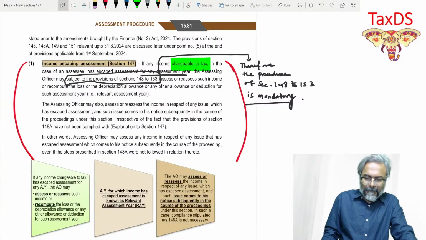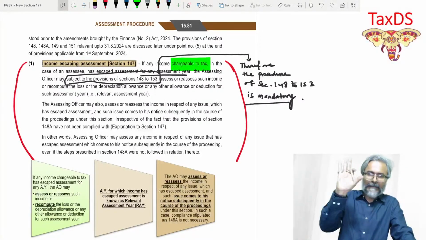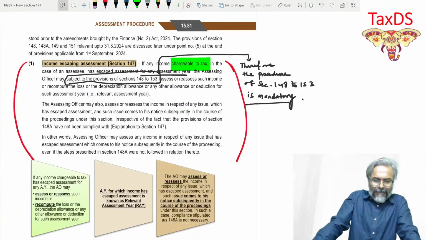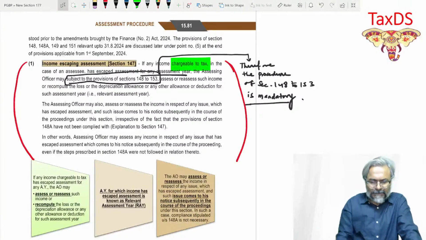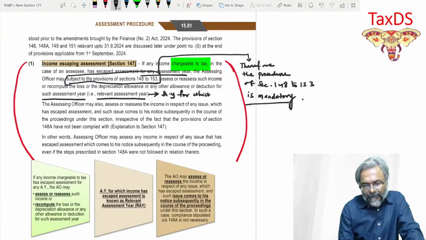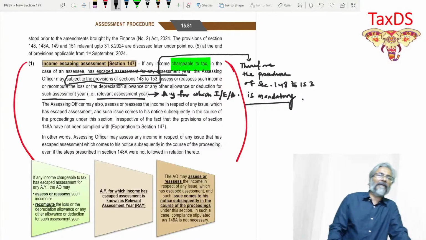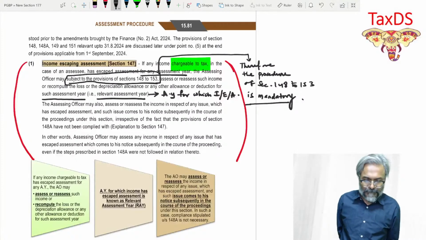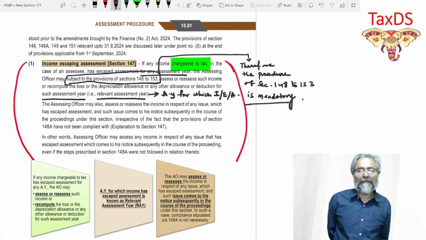So let's read this one again. If any income chargeable to tax in the case of an SSE has escaped assessment for any AY, the AO may recompute the loss or the depreciation allowance or any other allowance or deduction for such assessment year. What is such assessment year, or the relevant AY? This means the AY for which the income has escaped the assessment. Relevant AY is the AY for which the income has escaped the assessment, students. I hope that all of you are clear with this one. So that would be referred to in 147 as the relevant AY.